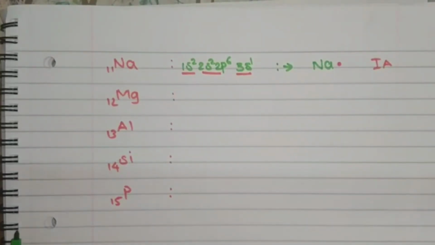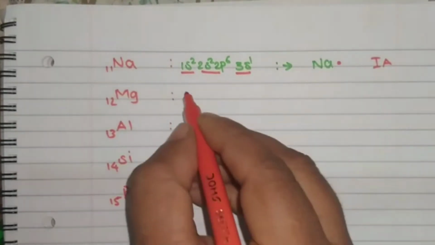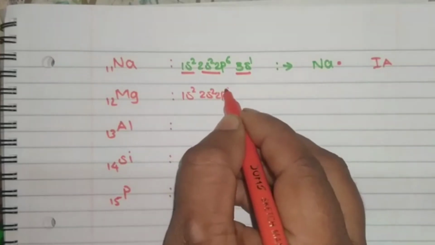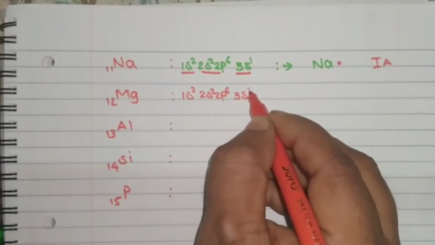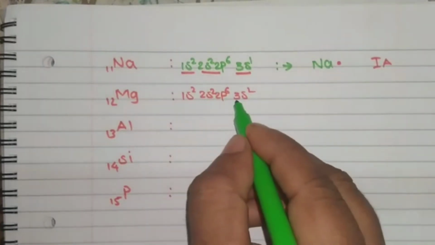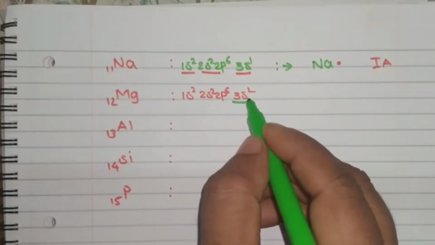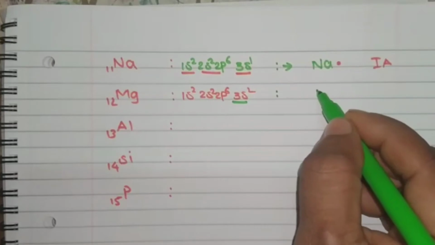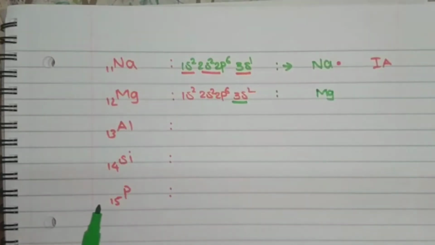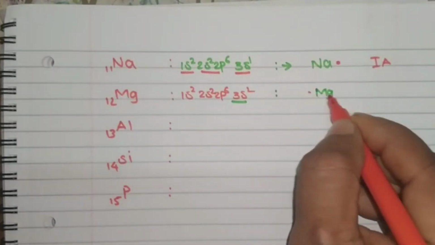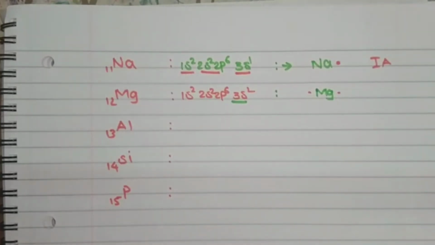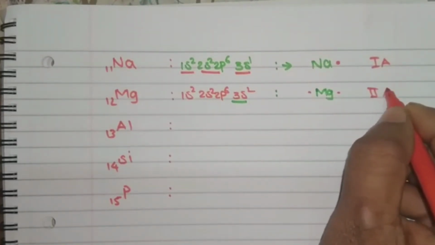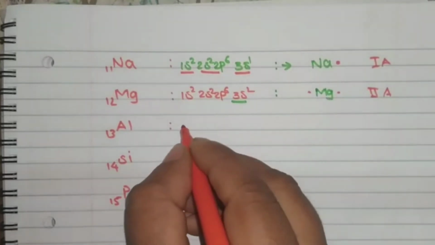Next, magnesium: 1s2 2s2 2p6 3s2. Its valence shell is 3s2, so it has 2 electrons, that's why for magnesium you have to keep 2 dots, 1 2, right? So it is group 2A because of its 2 dots.